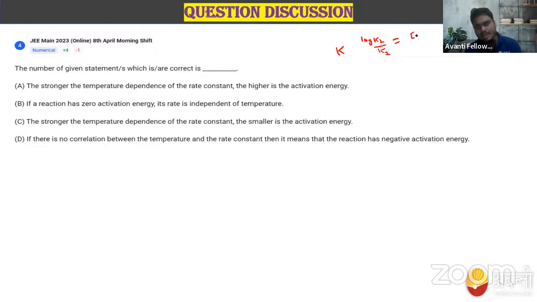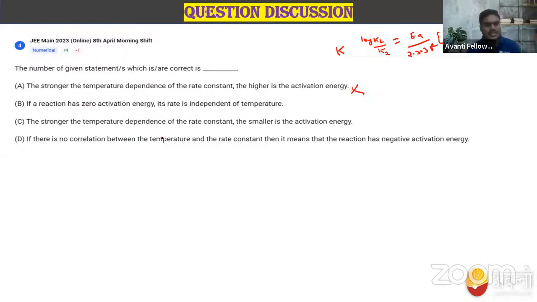इज इक्वल टू ई अपॉन 2.303 R, and this is T2 minus T1 divided by T2 into T1. So ये तो टेम्परेचर के इनवर्सली प्रोपोर्शनल है. So stronger is the temperature dependence of the rate constant, the higher is the activation energy. तो नहीं, ये तो नहीं है करेक्ट.